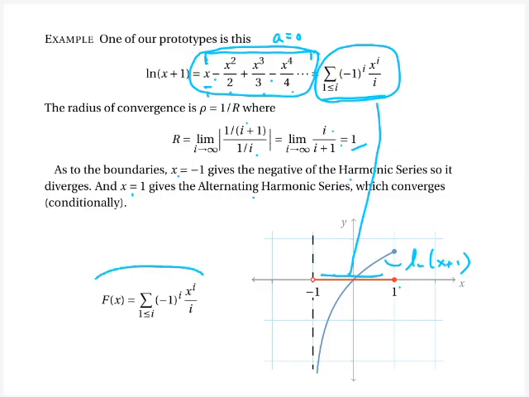So we get a perfectly good function in the interval on which the series converges. That function is ln of x plus 1. Outside of the interval on which the series converges, it isn't anything. It doesn't converge. So a capital F is simply not defined outside that interval.